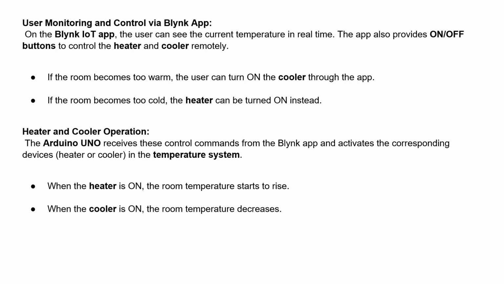The app also provides on or off buttons to control the heater and cooler remotely. If the room becomes too warm, the user can turn on the cooler through the app. If the room becomes too cold, the heater can be turned on instead. The Arduino Uno receives these control commands from the Blynk app and activates the corresponding devices in the temperature system. When the heater is on, the room temperature starts to rise. When the cooler is on, the room temperature decreases.